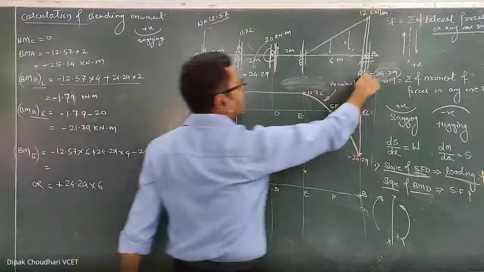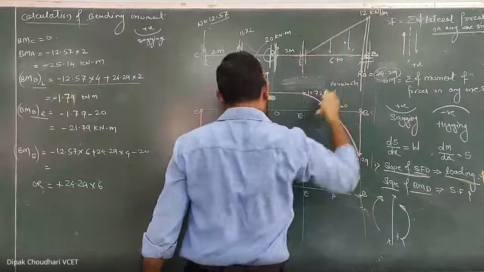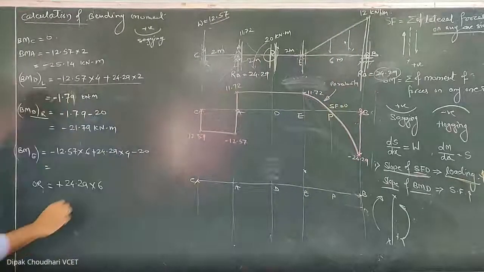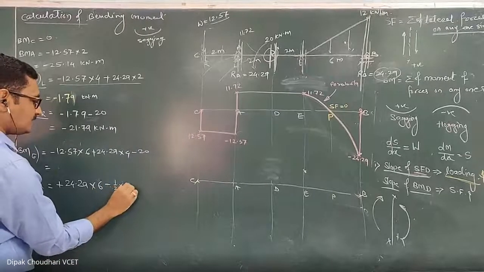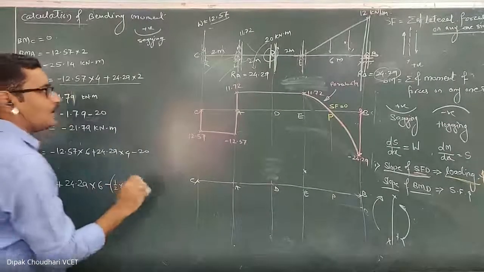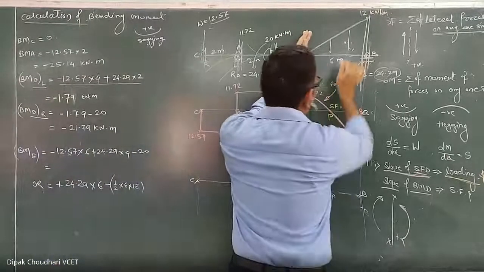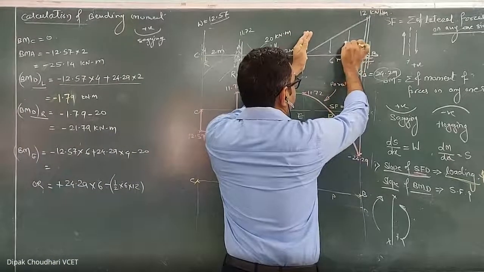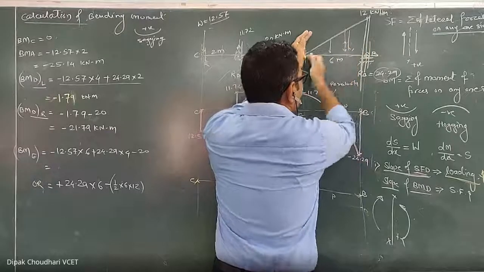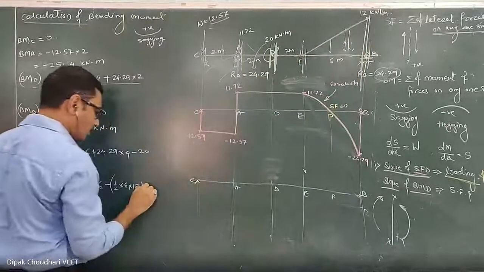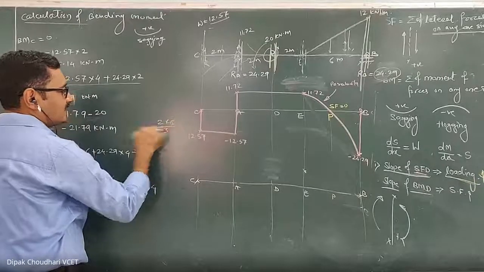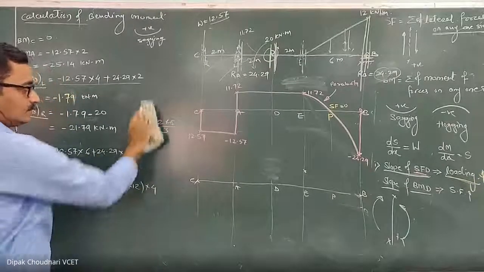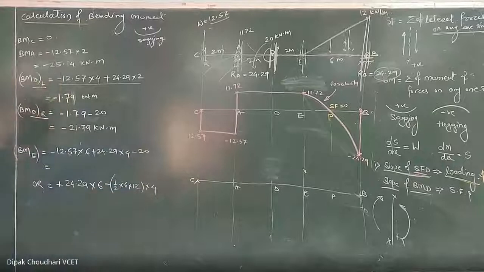Moment of this RB, about this. And this UVL produces the hogging bending moment, so it is minus. It is minus half into 6 into 12. This is the equivalent point load. We are taking the moment about this point. So the equivalent point load is acting at the centroid. So the distance of that centroid from this point E is 4, that is 2b by 3, 2 into 6 by 3. Okay. Any doubt? Have you understood this equation?